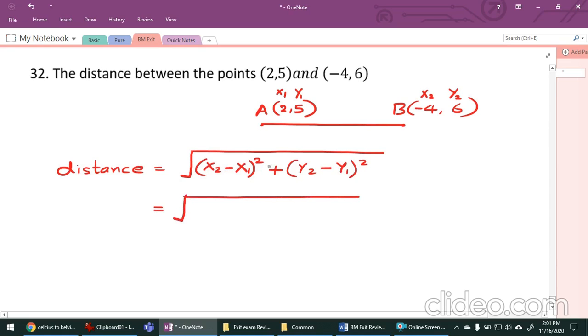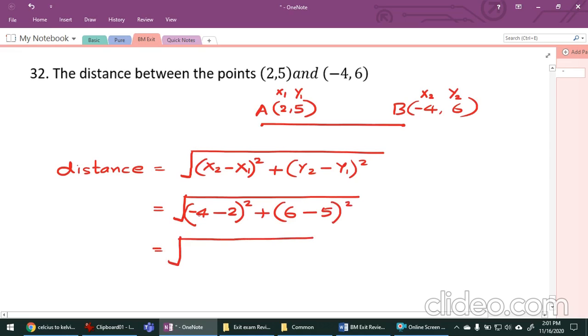What is x2? x2 is minus 4. So minus 4 minus, in the rule, what is x1? x1 is 2, whole square, plus what is y2? y2 is 6, minus what is y1? y1 is 5, power 2, equal to square root.